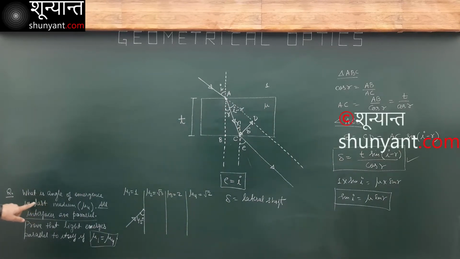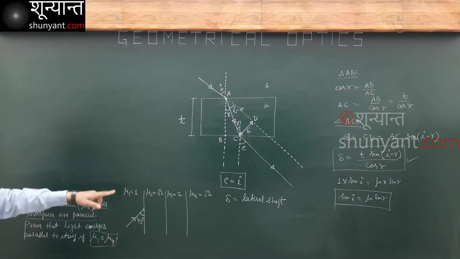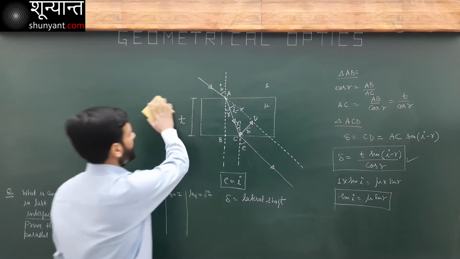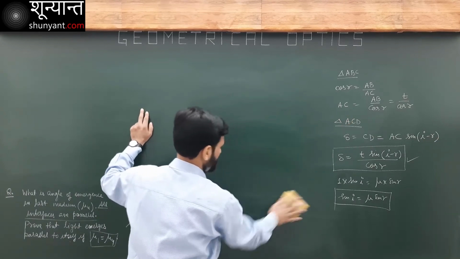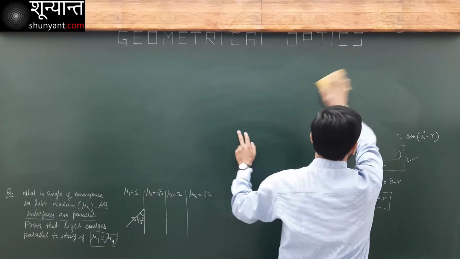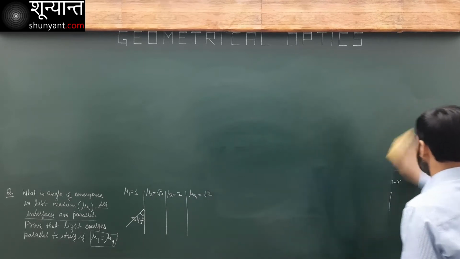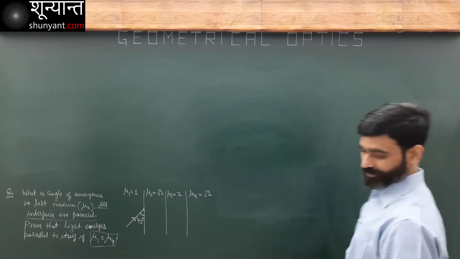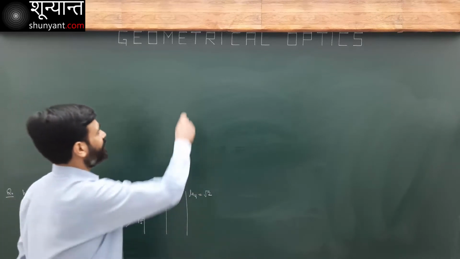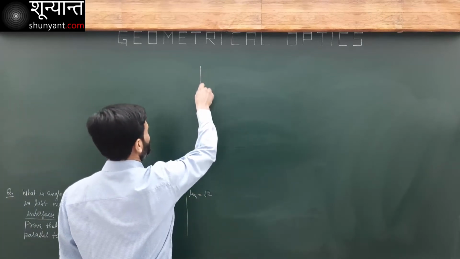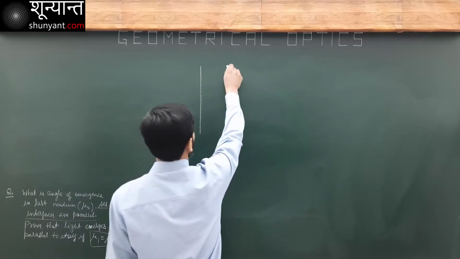Okay, now the next problem. What is angle of emergence in last medium? Okay, can you find out? The light ray undergoes successive refraction, one after another. Look at this, a very beautiful thing. A very beautiful property here. Let's say that I have this.